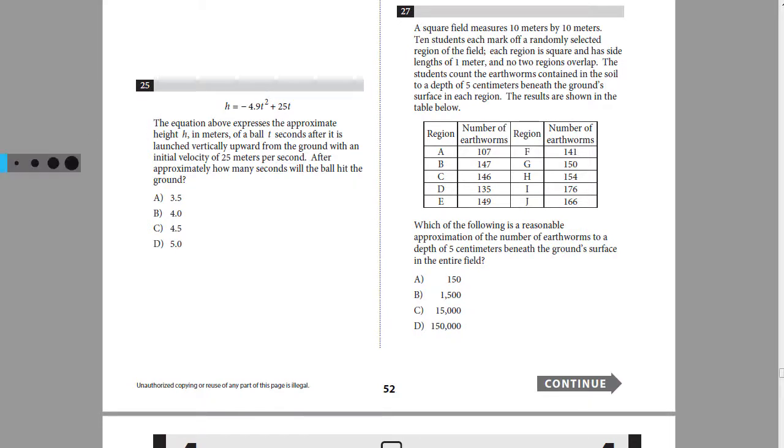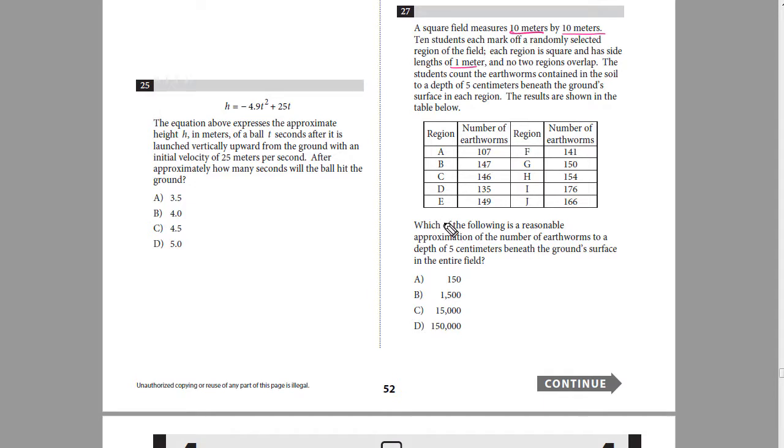Question number 27. A square field measures 10 meters by 10 meters. 10 students each mark off a randomly selected region of the field. Each region is square and has a side length of 1 meter, and no two regions overlap. The students count the earthworms contained in the soil to a depth of 5 centimeters beneath the ground surface in each region. The results are shown in the table below.